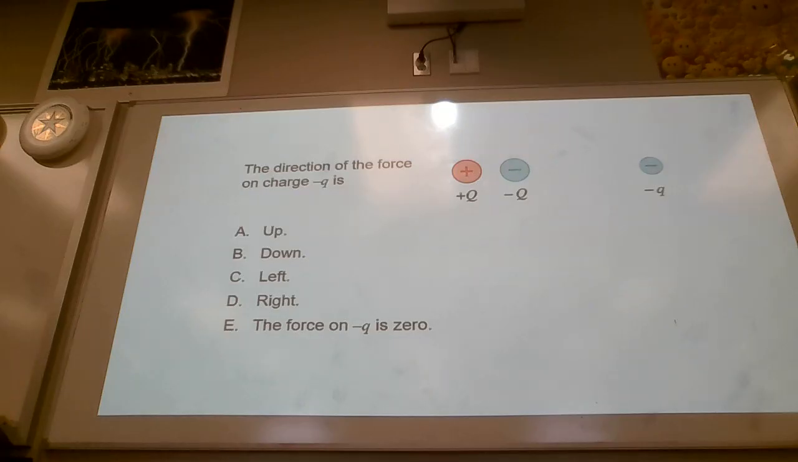All right. Correct answer is D, to the right. Okay. Here's a quick concept that messed with me when I was in your shoes.